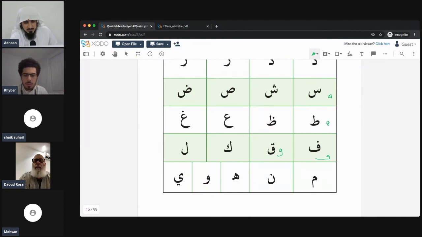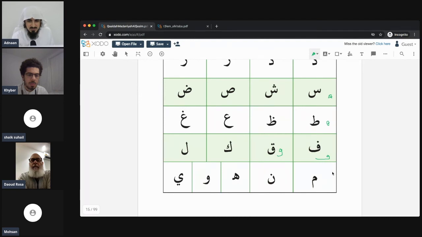Waw, Ya. Okay, so with the Ha, it's gentle. It's not abrupt. Let it go out slowly. You know, when you're driving your car and you don't come to an abrupt stop and say ha. No, slowly. Ha.